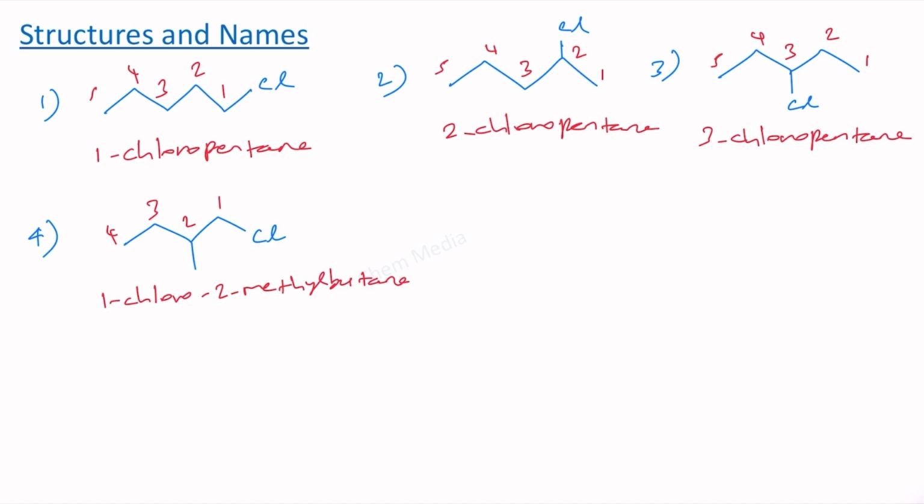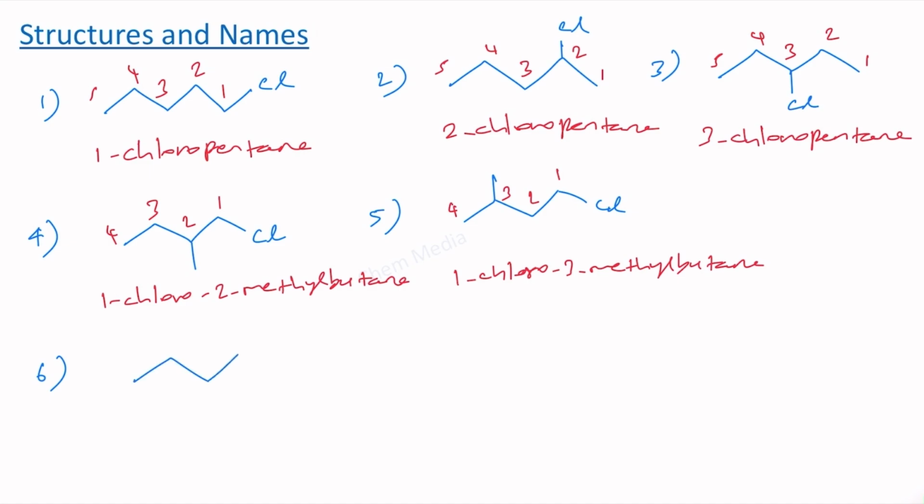And then we can also write 1-chloro 3-methyl butane. 1, 2, 3, 4 and then the carbon chlorine bond and then the methyl group at 3 position. So, this is 1-chloro 3-methyl butane. And then number 6, we can also write 2-chloro 2-methyl butane. 1, 2, 3, 4, both the methyl group as well as chlorine at 2 position. This is 2-chloro 2-methyl butane.